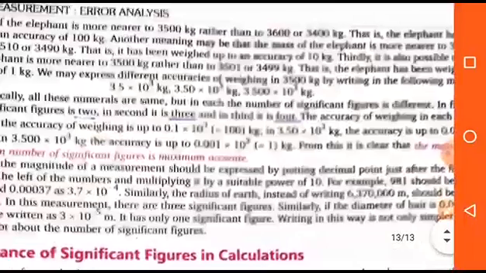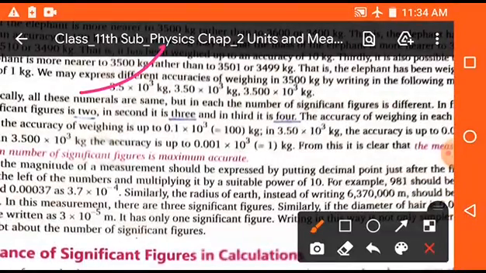Now students, you can see here 3.5 into 10 to the power 3 kg, and we can also write it as 3.50 into 10 to the power 3 kg, or 3.500 into 10 to the power 3 kg. It means that in the first case the number of significant figures is 2, in 3.5. We will not consider powers as significant figures. That means 10 to the power 3 is not considered a significant figure. In the second case, 3.50, there are three significant figures, and 3.500 contains four significant figures.